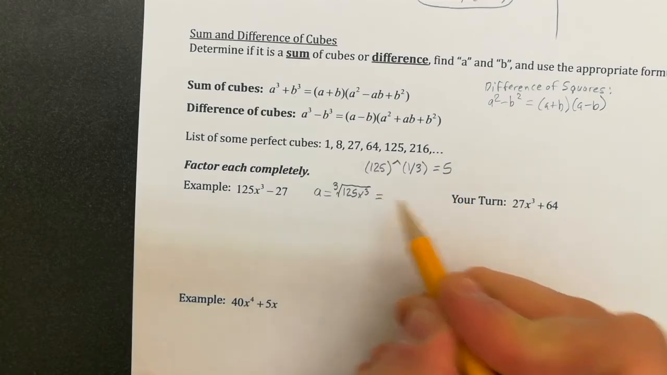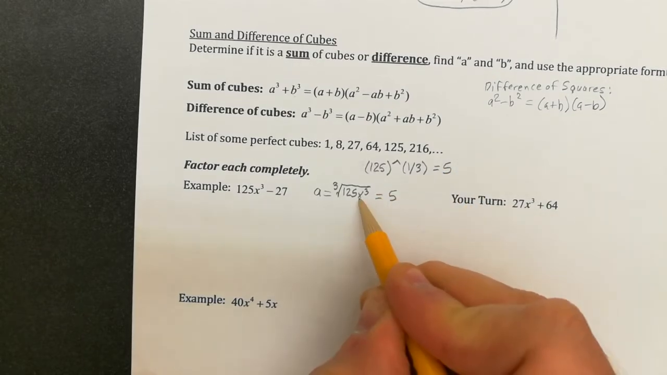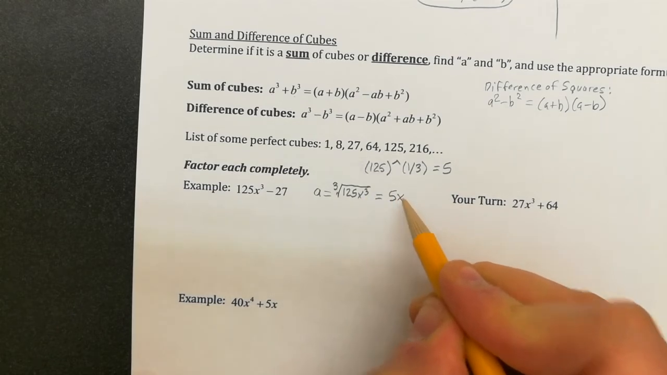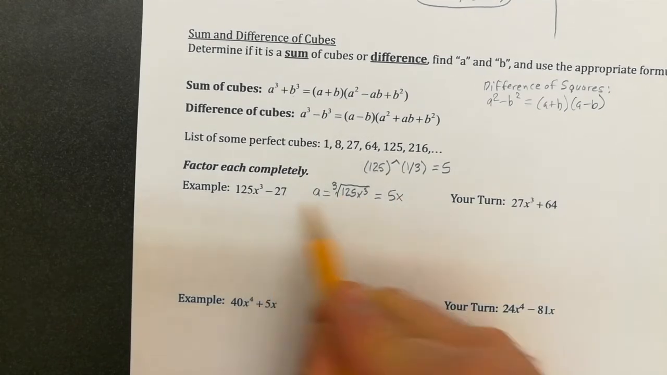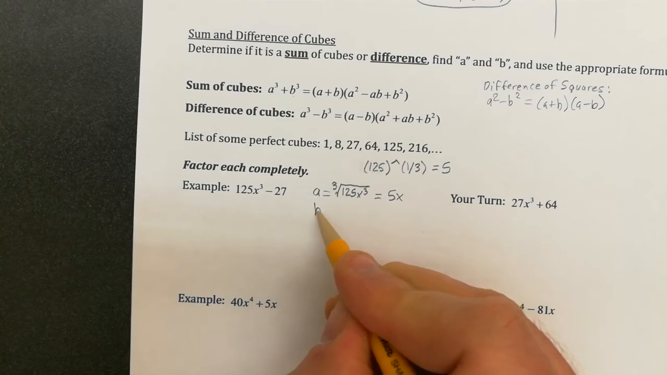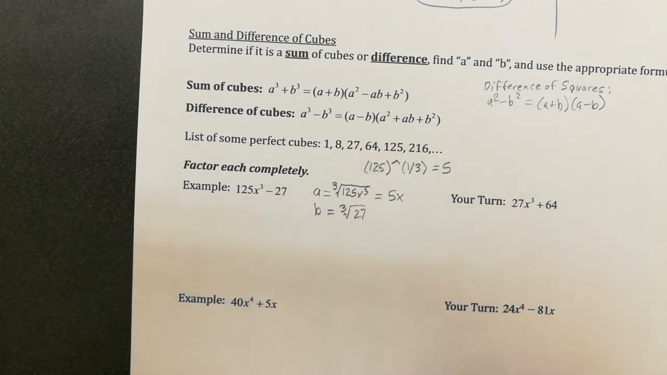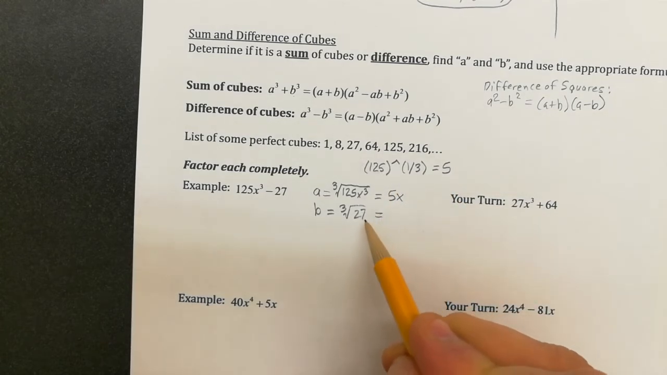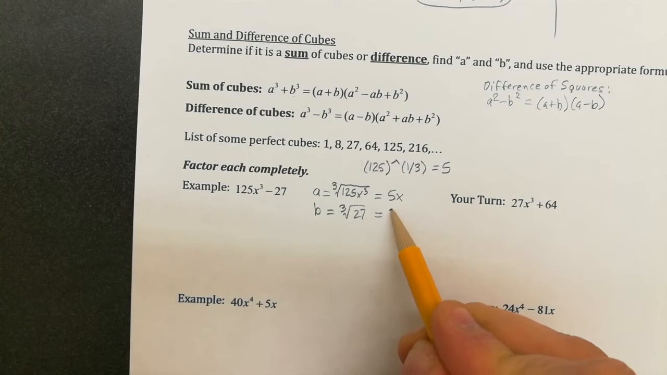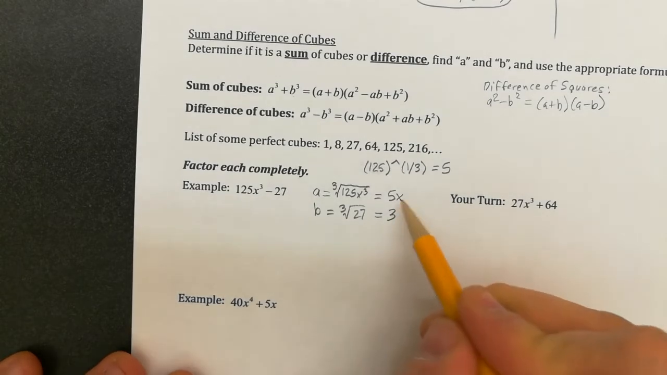Okay, so this actually ends up being 5, and then what multiplied by itself a total of 3 times is x cubed? Well, that would be x. So the cube root of this first term is 5x. And then what's the cube root of 27? Again, you could do this in your calculator, 27 to the 1/3 power. Some of you might already know the cube root. It's 3. And so that's our A and that's our B.